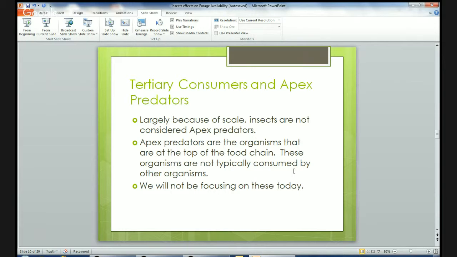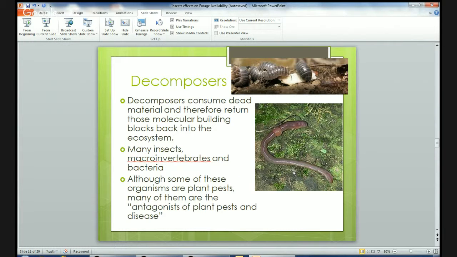But decomposers we will focus on, because decomposers consume dead material. It's kind of like when Simba is out there with Mufasa, and they're hearing that when we die, our bodies become the grass. Well, they don't just magically become the grass. You have to have decomposers to do it. Mainly insects and bacteria here. Any macroinvertebrate and microinvertebrate in that case, I suppose. Although some of these organisms are plant pests, and we're talking about the bacteria there, many of them can be antagonists of the plant pests.